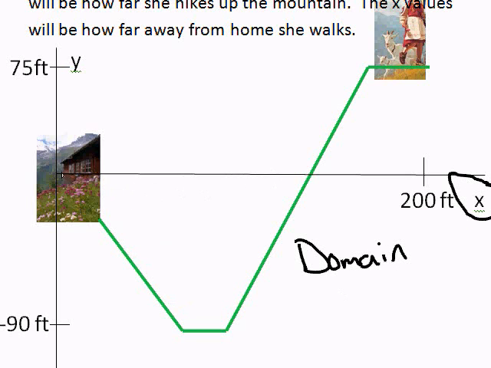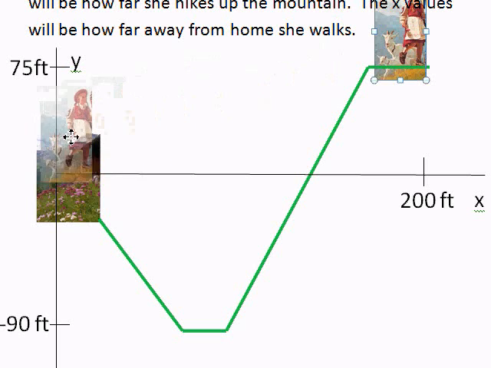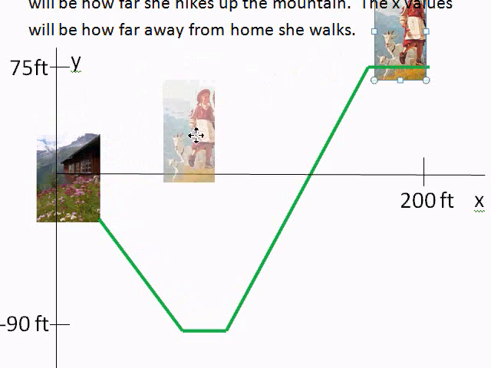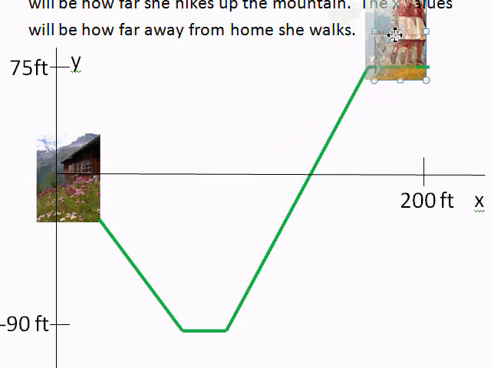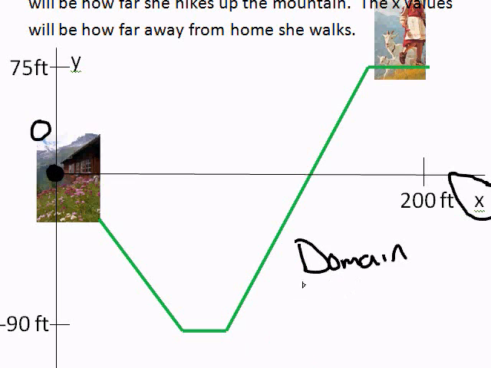Now Heidi started here, at home. She started at 0 feet from home. And she walked and walked, and she stopped at the grazing grounds 200 feet away from home. So again, let's show that again. She started here and then walked all the way to 200 feet away from home. So the domain values would be from 0 to 200 feet. So she walked from 0 to 200 feet away from home.